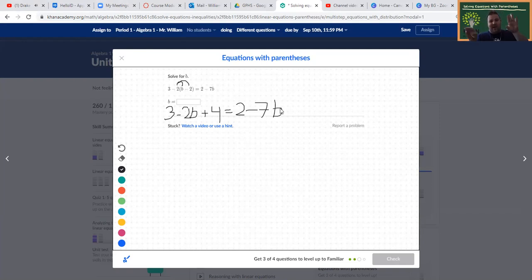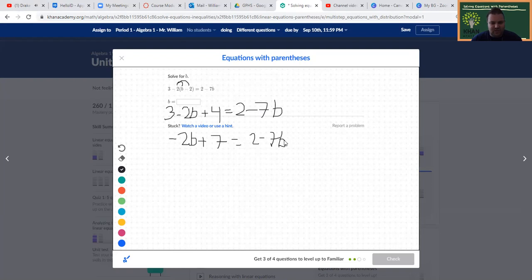Before I even start balancing the equation, I like to simplify both sides of the equation first. Here I can combine like terms. On the left side, this 3 and this 4 can be combined. So I have negative 2b, 3 plus 4 is 7, plus 7. I basically just move this 3 over inside with that 4 combined. Equals 2 minus 7b.